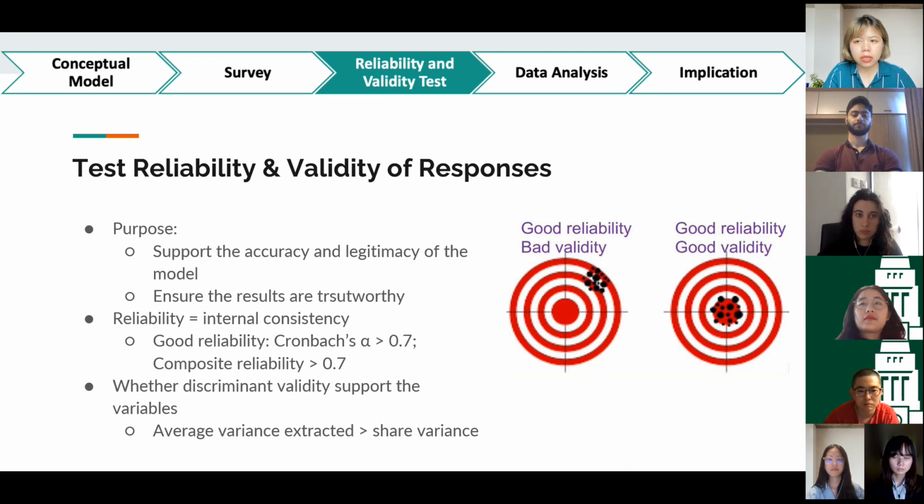But high internal consistency doesn't mean that we are measuring the correct variable, like the picture shown on the left-hand side. Therefore, a validity test is also required to see whether the variables are supported. We will calculate the average variance extracted and the shared variance, and if the former is greater than the latter, then we have good validity here. The ideal outcome will be like the picture on the right-hand side, where we have good reliability and good validity. And next slide, please.